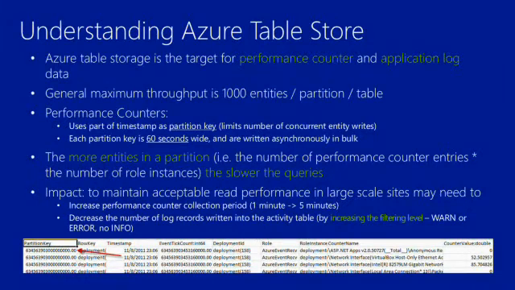In general, I'm going to get 1,000 entity updates or operations per partition per table. Because it's source time based, every instance is going to be writing to the same partition in the performance counter table and event log tables. So the partition key, which limits the number of concurrent writes, is 60 seconds wide. Now they are asynchronously written in bulk, but I can hit this limit pretty quickly.